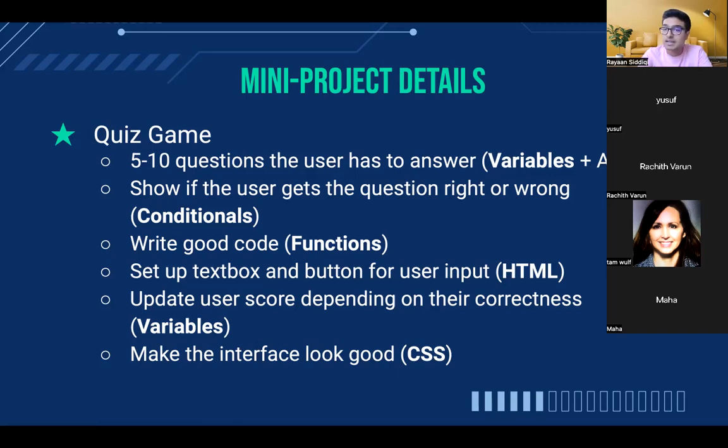Now, this relates to the 3 main files we talked about last week. The HTML is used to structure the whole website. The CSS is used to make the website look nice and pretty. And then the JavaScript is all the brains of the operation. It is where we're going to write all of our code to handle the conditionals and the variables.